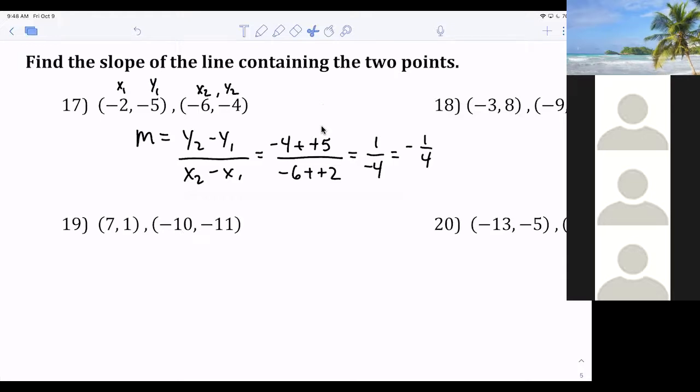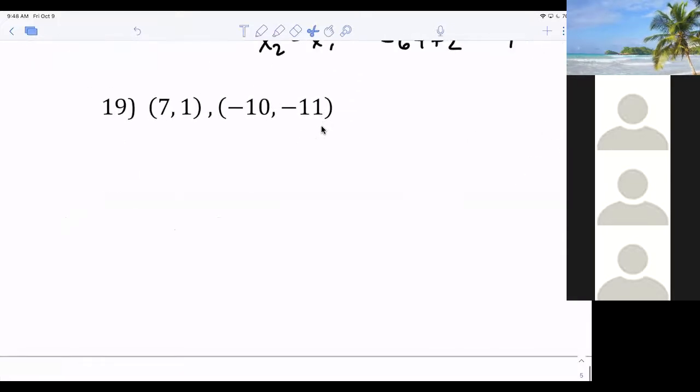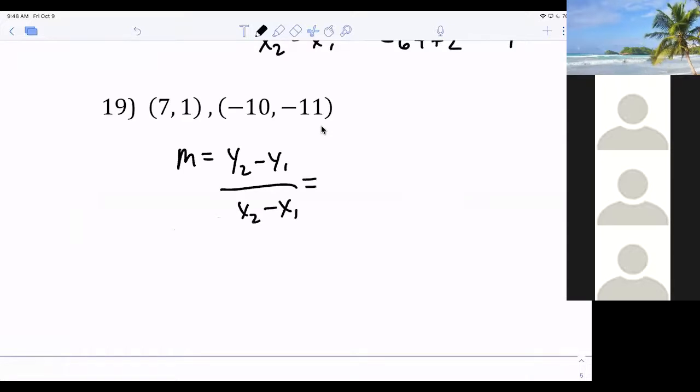All right, so I'm happy. Let's do 19 real quick. So again, everybody write the formula because you'll be writing this all the way through all of your math career. No matter what math class you take, you'll always be doing slope. So m equals y2 minus y1 over x2 minus x1.